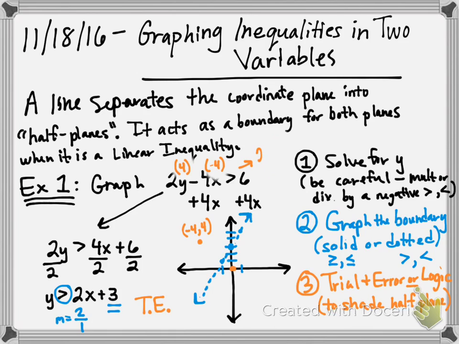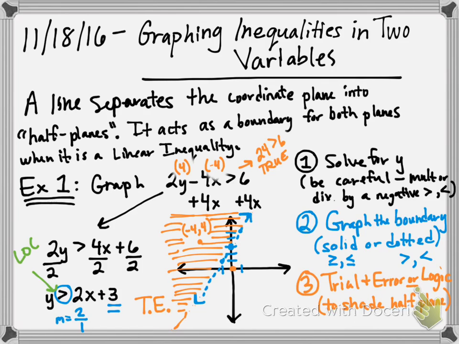So then we get 24, because 2 times 4 is 8, and -4 times -4 is positive 16. 8 plus 16 is 24. Is 24 greater than 6? Yes. So we should shade in this whole side. And notice everything on that side is shaded in. It doesn't just stop, like that boundary keeps going and we shade in.